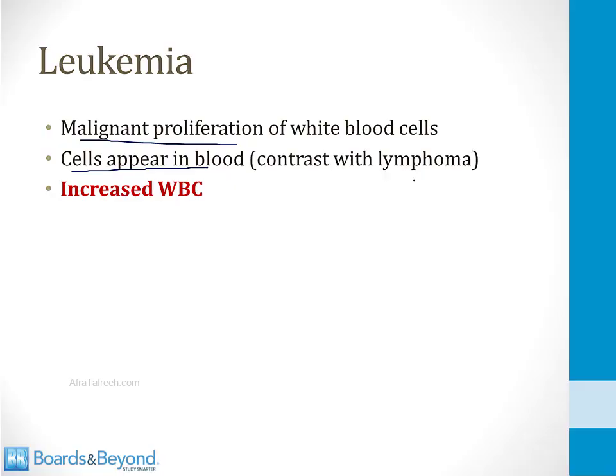And contrast this with lymphomas, which are also malignancies of white blood cells. However, in the case of a lymphoma, the white blood cells are usually limited to the lymph nodes. So therefore the hallmark of leukemia, and what makes it a leukemia and not some other disorder, is the presence of an increased number of white cells in the peripheral blood.